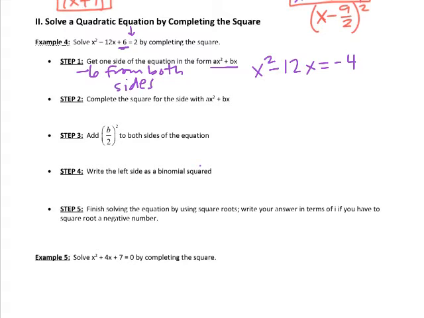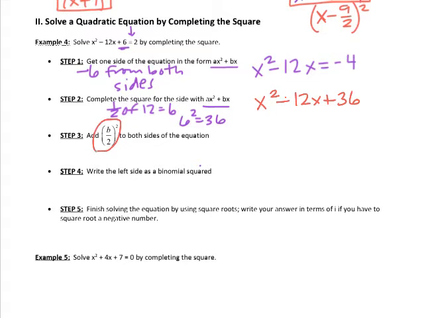It says complete the square for the side with the ax squared plus bx, and half of 12 is 6, so 1/2 of 12 is 6, and when we square 6, we get 36. So now I have x squared minus 12x plus 36. And it says in step 3 to add this, which we've already gotten. Remember we took half of b and squared it, that's the number here, 36, to both sides of the equation. Well, I added it to the left side here. So we just need to remember to add that to both sides, because if you add something to the left, you have to add something to the right. So if we're going to add that, okay, I can finish up and combine that into just a positive 32 on the right.